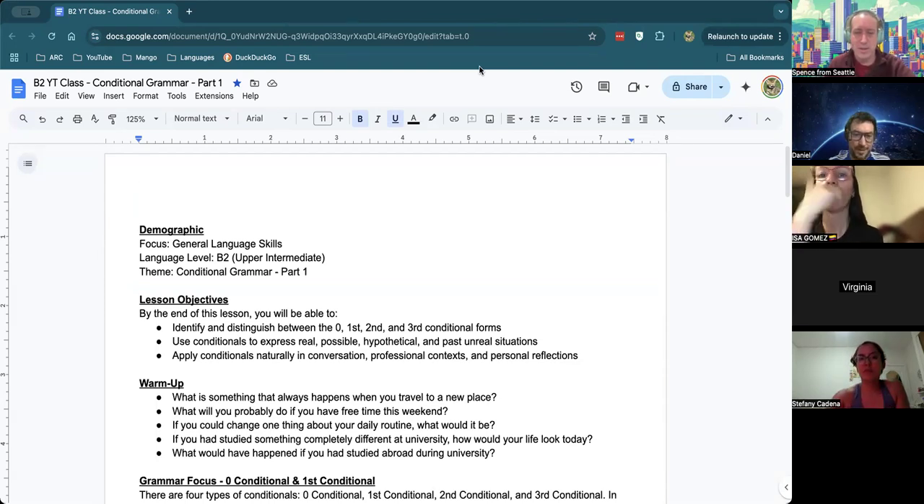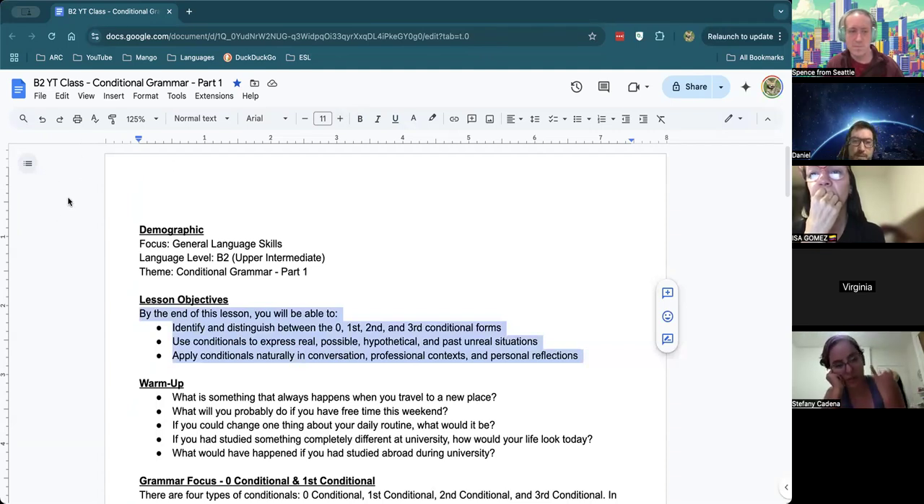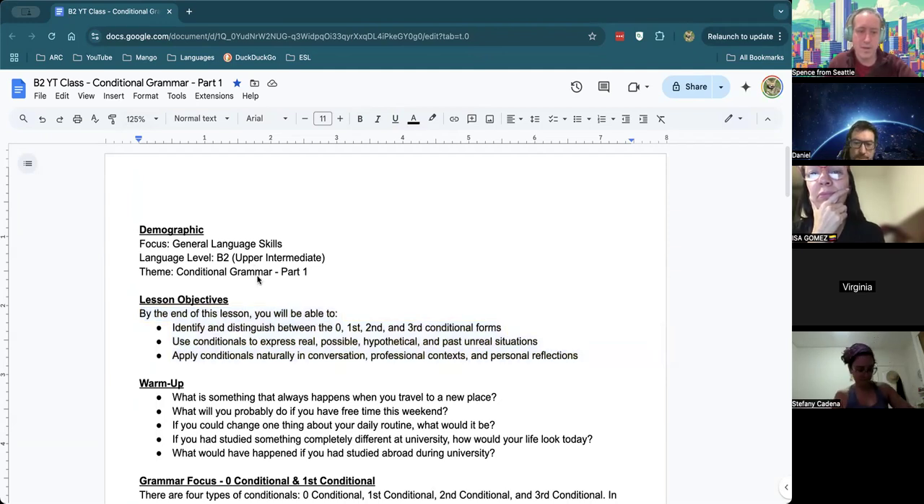Lesson objectives. By the end of the lesson, you will be able to identify and distinguish between the zero, first, second, and third conditional forms. Use conditionals to express real, possible, hypothetical, and past unreal situations. Apply conditionals naturally in conversation, professional contexts, and personal reflections. Okay, perfect. Thank you, Danielle.